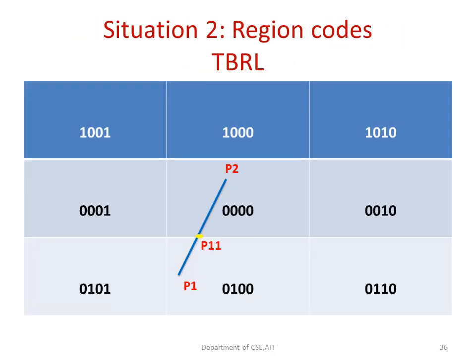When we go to situation 2, suppose I have a line from P1 to P2, and P1 lies in the region code 0100 and P2 lies in the region code 0000. Now what happens? Because both their values are not equal to 0000, you have to find the intersection point and then reassign the region code.